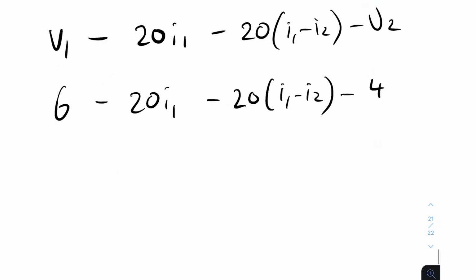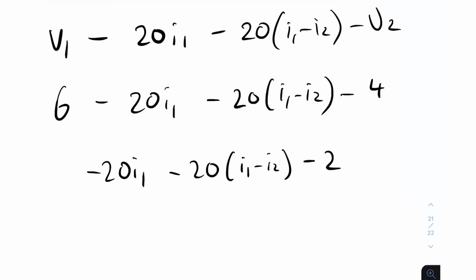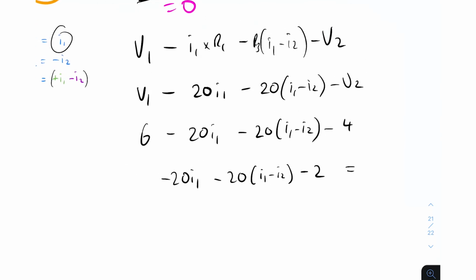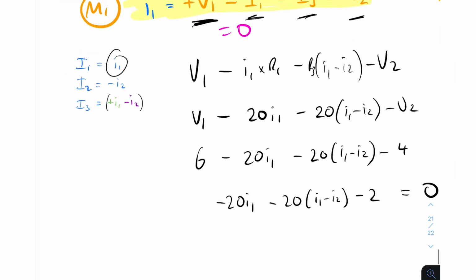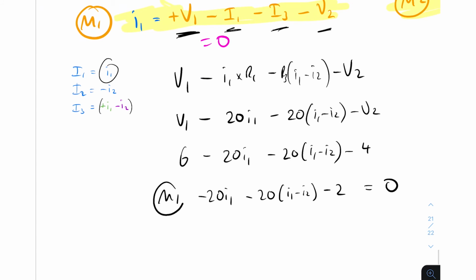4. And then we can simplify that. So 6 minus 4 is 2. So we can say minus 20 I1 minus 20 (I1 minus I2) minus 2, and then all of that is equal to 0. And this is mesh 1.